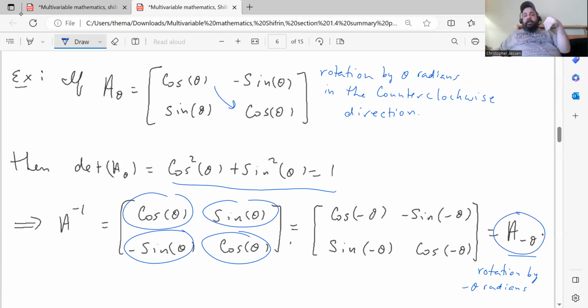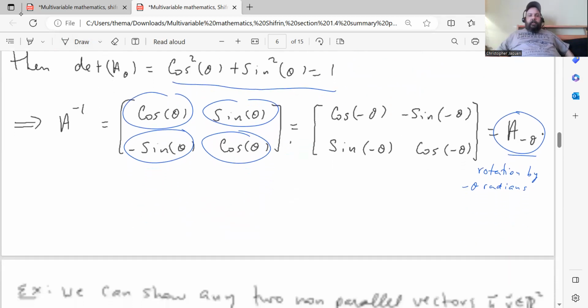So in other words, what this matrix does is it rotates by an angle theta in the clockwise direction. So clearly that should undo what the first matrix does, right? If you rotate by theta radians and then rotate by negative theta radians, you end up back where you started. And same thing if you do it the other way. If you rotate by negative theta radians and then by theta radians, you end up where you started. So these two matrices undo each other, right? So that's just giving a geometric interpretation as to why this is the inverse.